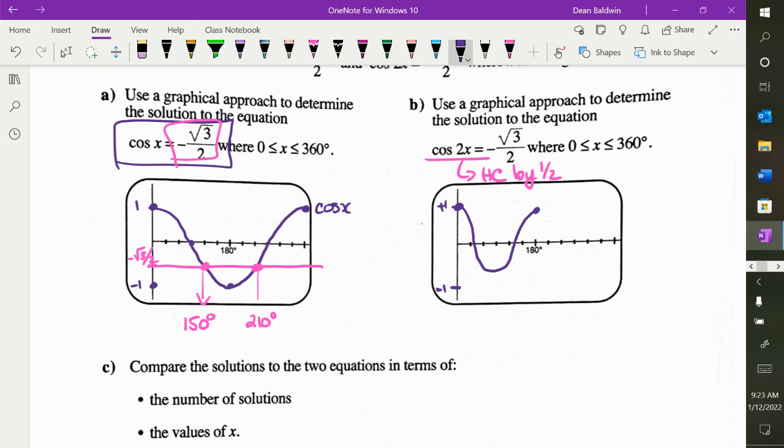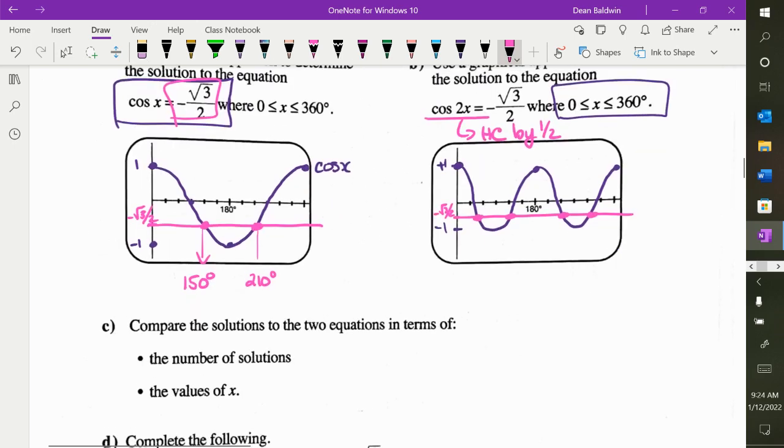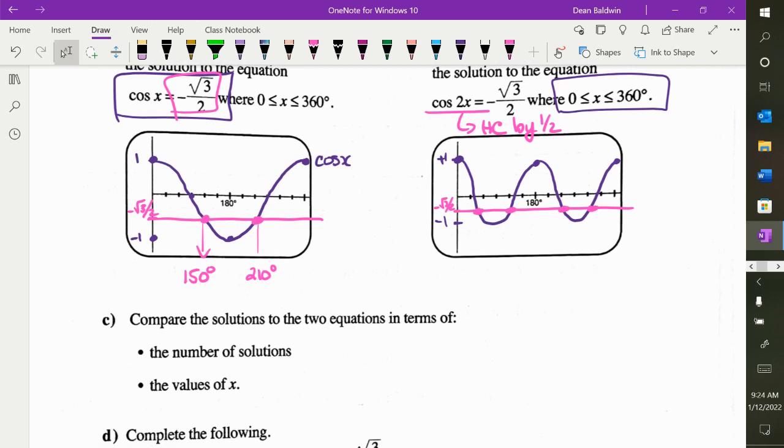So the period's 180. But our domain is still 360 for the question. So we know that the graph would then just repeat again, right? Wouldn't it still reach negative 1? Yeah, there's negative 1. So it still goes down all the way. We just shrunk it horizontally. Now, the root 3 over 2 still stays in the same spot. So how many answers do we get now? You get 4 answers. You've increased the number of answers over the same domain.